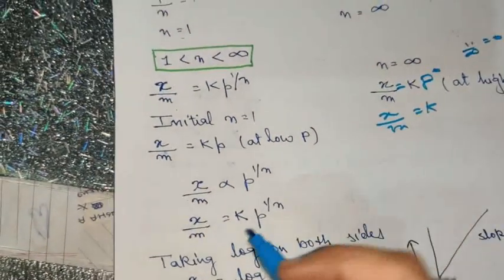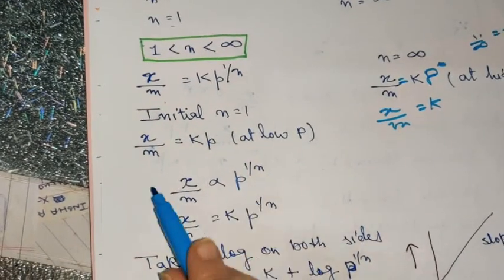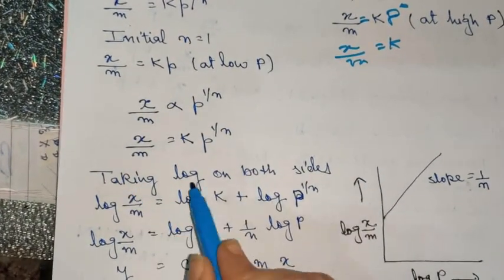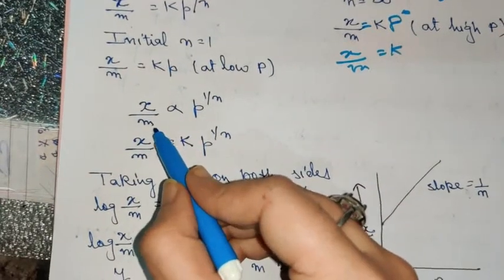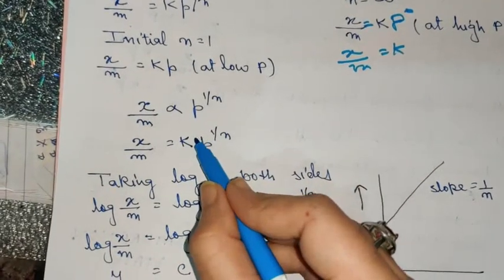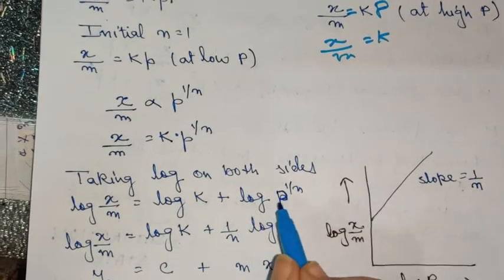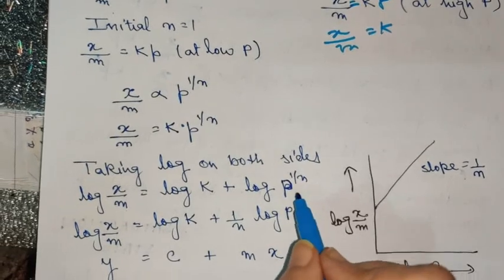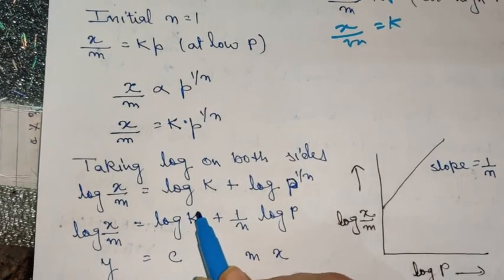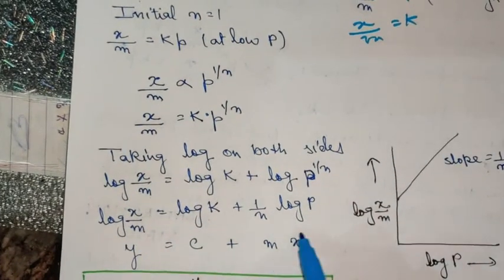Okay, so what we have to work upon? We have to work upon this equation, that is the equation for the moderate pressure zone. Now to simplify this equation, what will we do? We'll take log on both the sides. Now when you take log on both the sides, it can be written as log x upon m equals log k, since it is separated by a multiplication sign, so you will put a plus sign here, log k plus log p raised to the power 1 upon n. On further simplifying, you will get log x upon m equals log k plus 1 upon n log p.